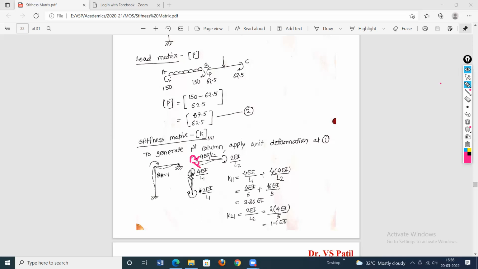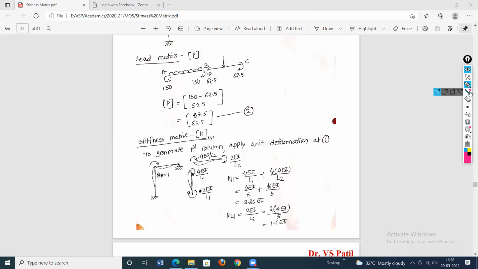Now portion AB is deformed in an outward direction. So this slope must be equal to 1. How much movement at support B? It is 4EI by L1. And how much movement at the far end? It will be equal to 2EI by L1. So these are the restraining moments developed at the ends because of the unit deformation.